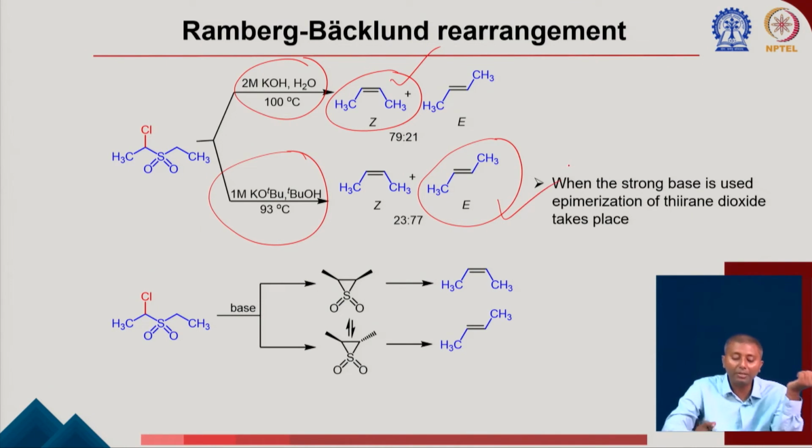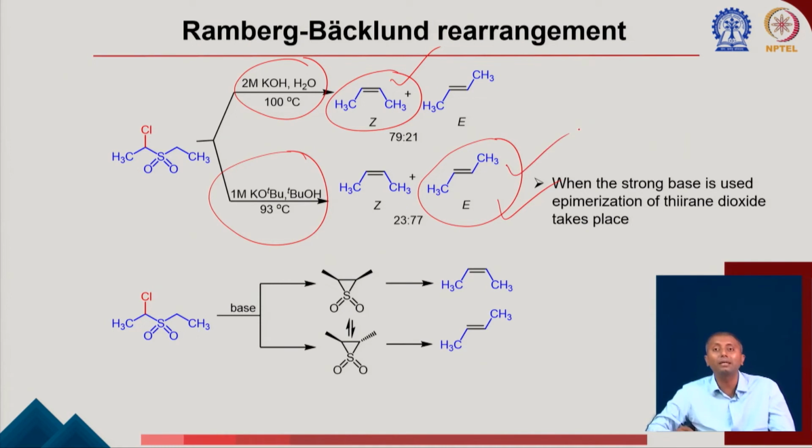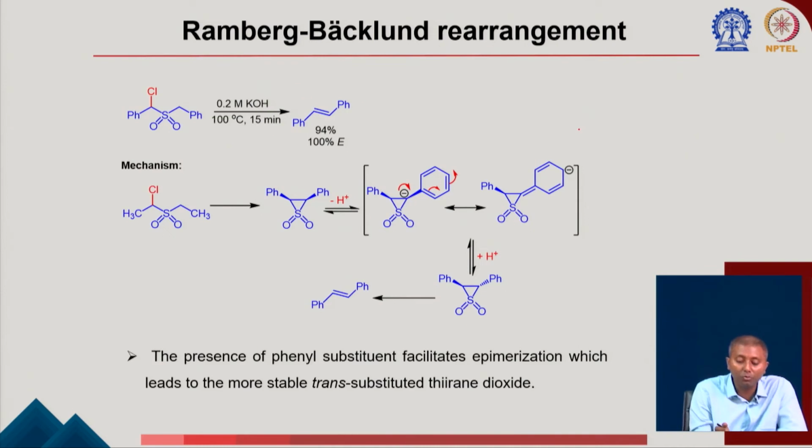So that means what is happening? Once the base becomes very strong, then the anti product will be the major product. We are going to see that in case of phenyl, when there will be two phenyl groups here, so this will be a phenyl instead of methyl.